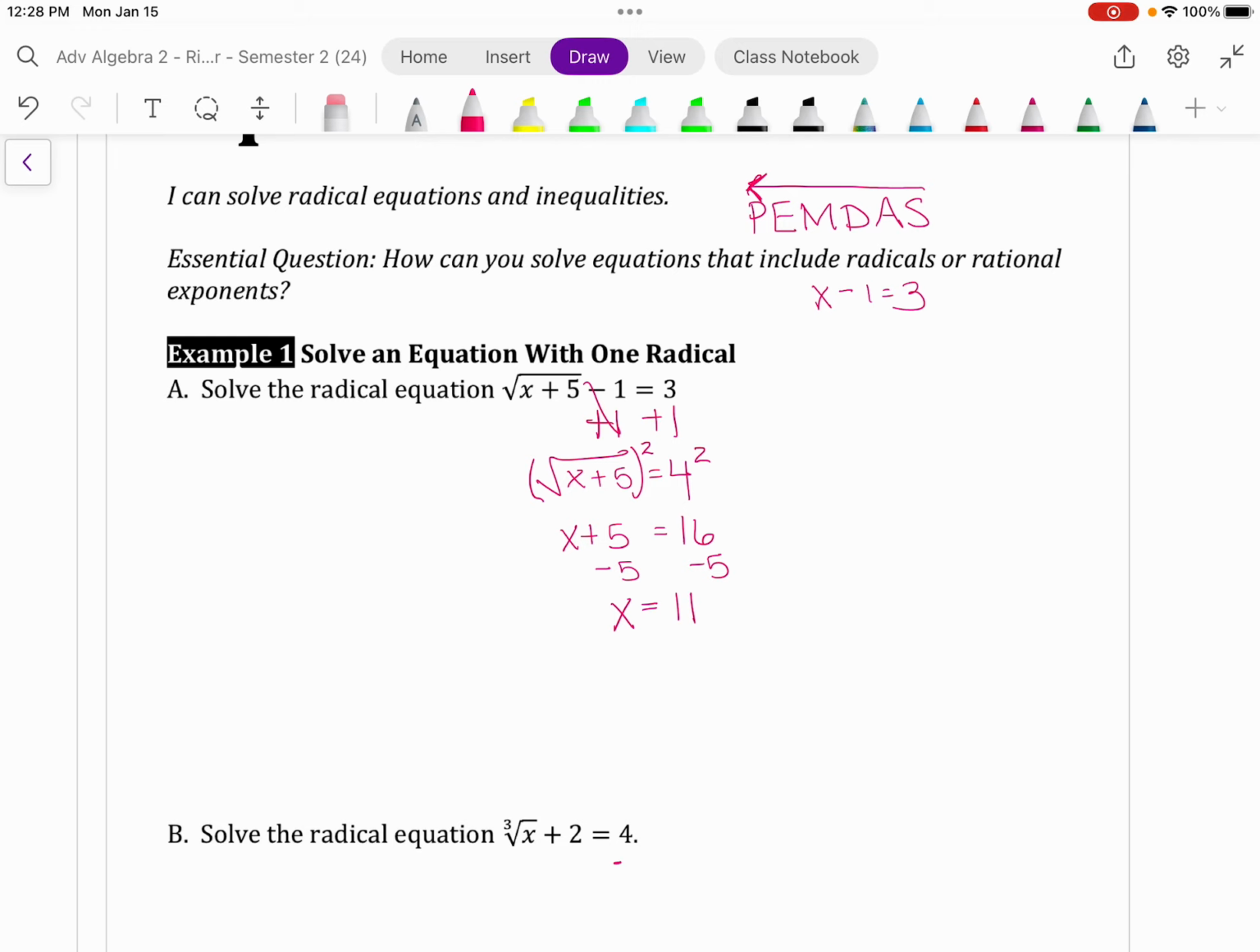Plug that in. 11 plus 5 is 16. Square root of 16 is 4. Minus 1 is 3. So remember, checking your answers does not always mean writing out all the work that your middle school teacher probably made you do. It just means you're quickly plugging that in and making sure that it makes sense.